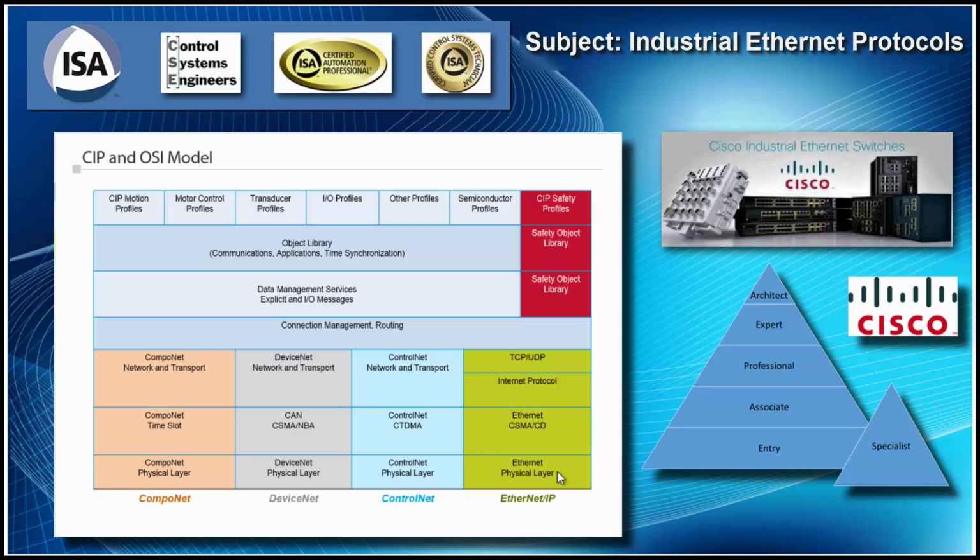ControlNet, which lies on the controller layer. It is a deterministic digital communications network that provides high-speed transport of time-critical input-output and messaging data. ControlNet uses concurrent time domain multiple access, or CTDMA, in its data link layer for bus access. And lastly, Ethernet Industrial Protocol, or EtherNet/IP, which is on the Internet layer, and it's the widely accepted industrial Ethernet network solution available for manufacturing automation.